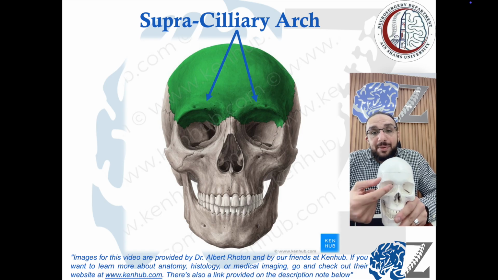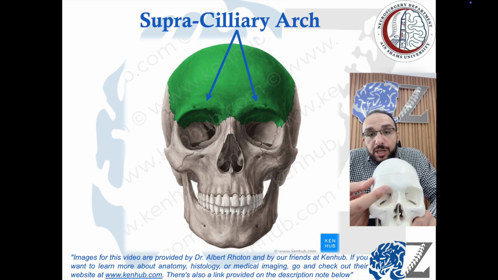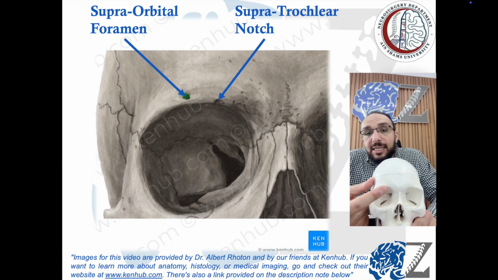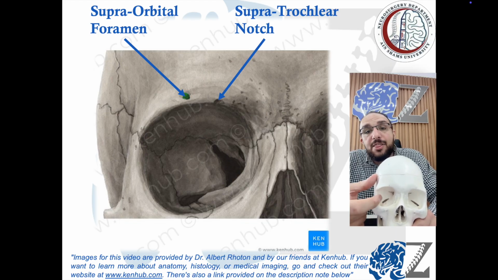But if you look deeply here in the supraciliary arches, you can find that there is a small hole. Holes in the skull, we call them foramina. So this is called a foramen. It's a foramen that is present above the orbit, so let's call it the supraorbital foramen. How about that? The supraorbital foramen, the foramen that's present above the orbit.